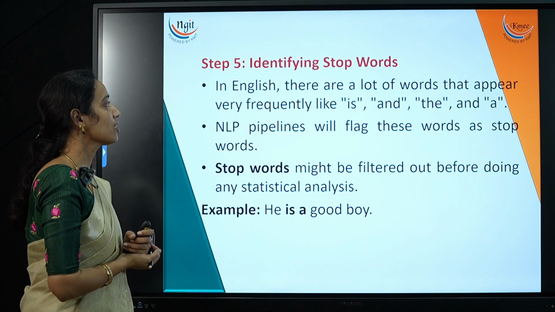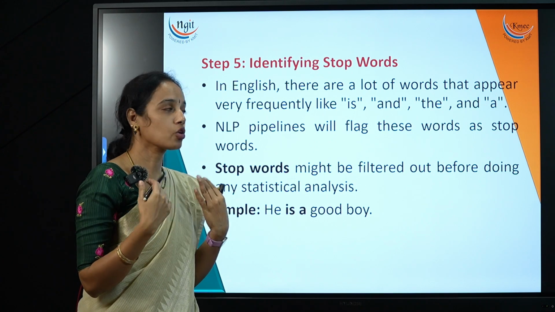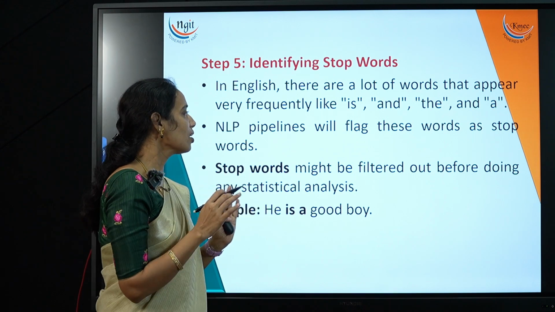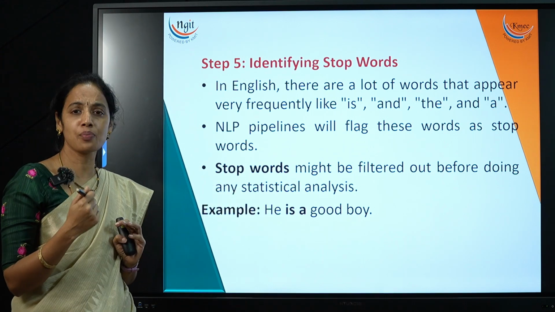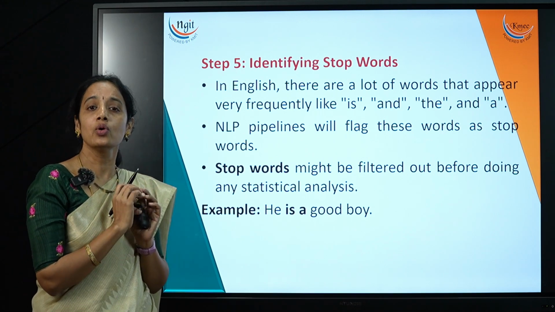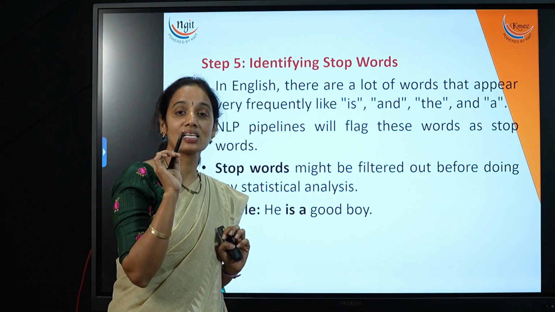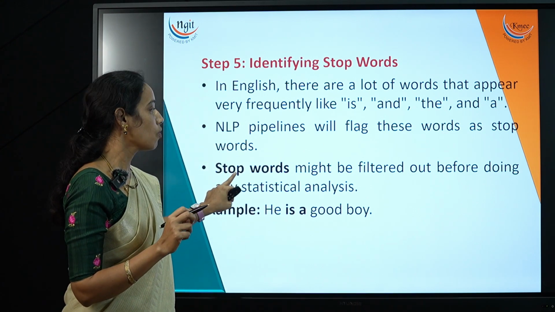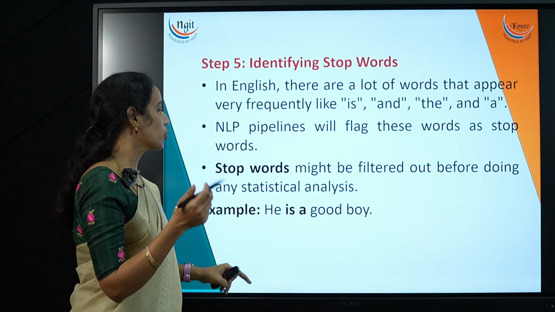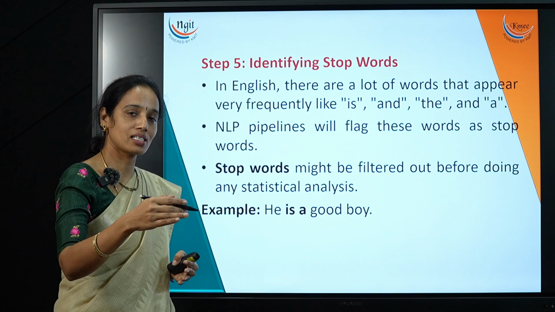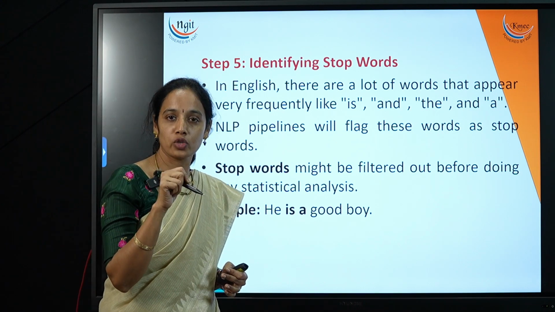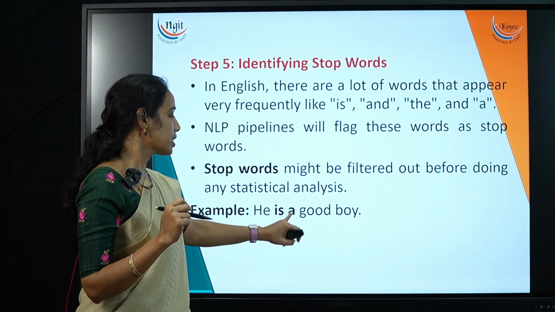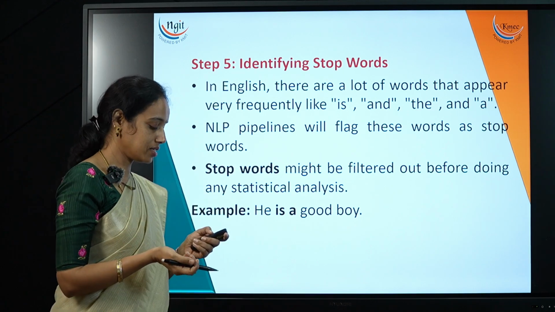Next, identifying the stop words. In English, we know that there are so many words that appear very frequently, like is, and, they, the, that. These have very little importance in a particular sentence. So we remove them; we call them stop words, which have less significance in a particular paragraph. We filter out stop words before doing any statistical analysis. Before you go for statistical analysis, it's a good practice to remove the stop words. So if you see "he is a good boy", then "he is a" will be removed, and only "good boy" will be given as the output.